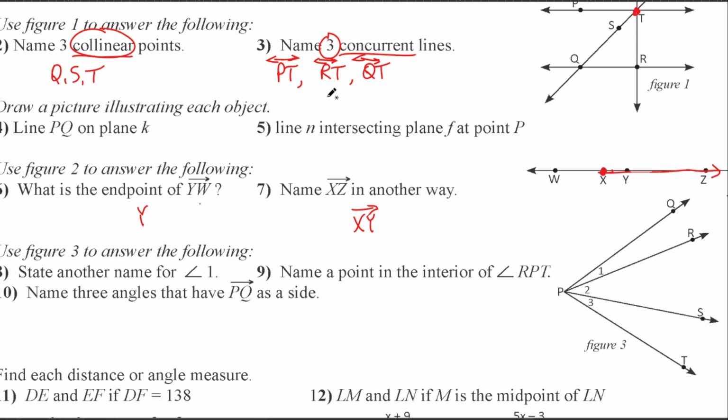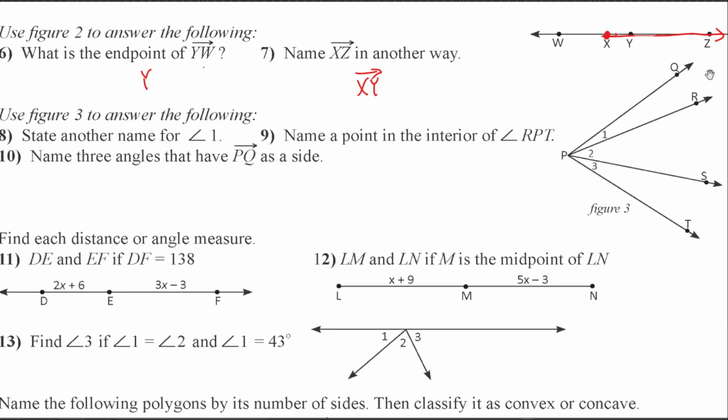Why didn't I put arrows on both ends like I did up here? It's not a line, it's a ray. That's right. And a ray only has an arrow in one direction. You with me on that? All right. Okay, that was easy. Let's keep moving. We're using this picture. Now we're going to some angles. It says state another name for angle 1.